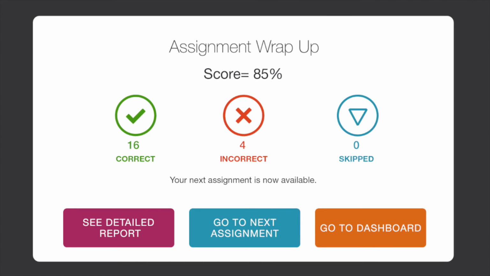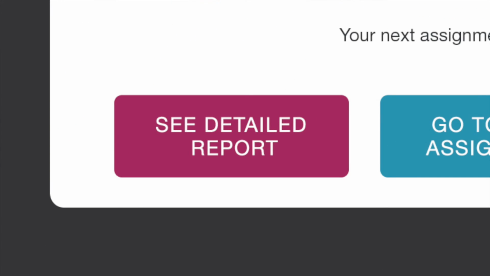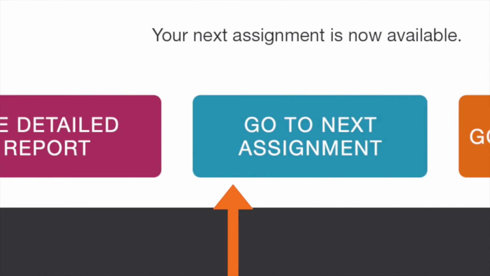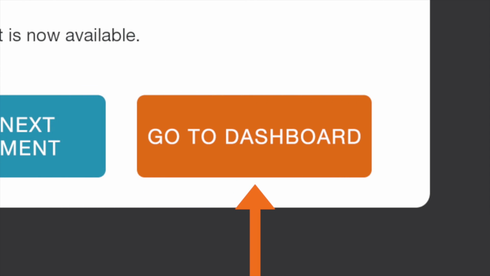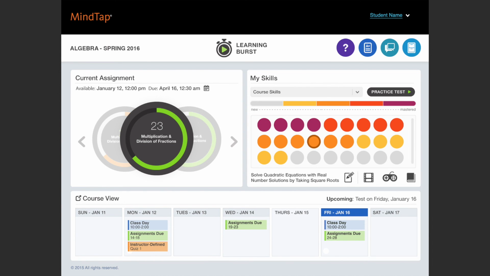And finally, you can select to 1. See a detailed report of the combined results. 2. Go to the next assignment, which only appears when your score is high enough, or you have completed all the necessary assignments to advance. This button will not appear if you don't have any more assignments. And 3. Go back to your student dashboard. You can also go back to the dashboard at any time by clicking the Home icon. Any work done will be saved for when you return.